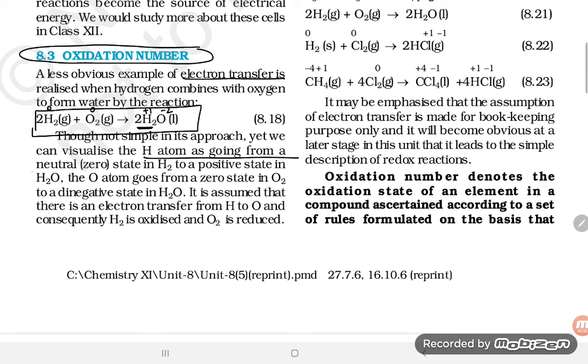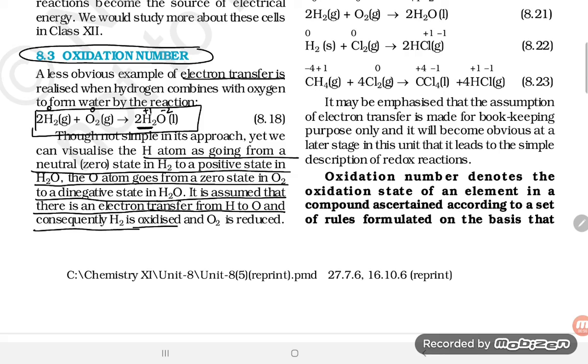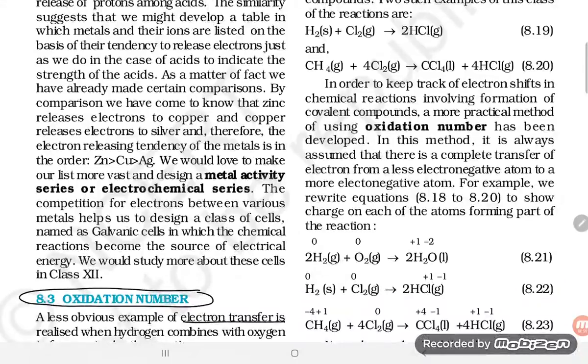Hydrogen goes from neutral 0 in H2 to a positive state in H2O. Oxygen goes from the 0 state in O2 to the -2 state in H2O. It is assumed that there is an electron transfer, and consequently H2 is oxidized and O2 is reduced.